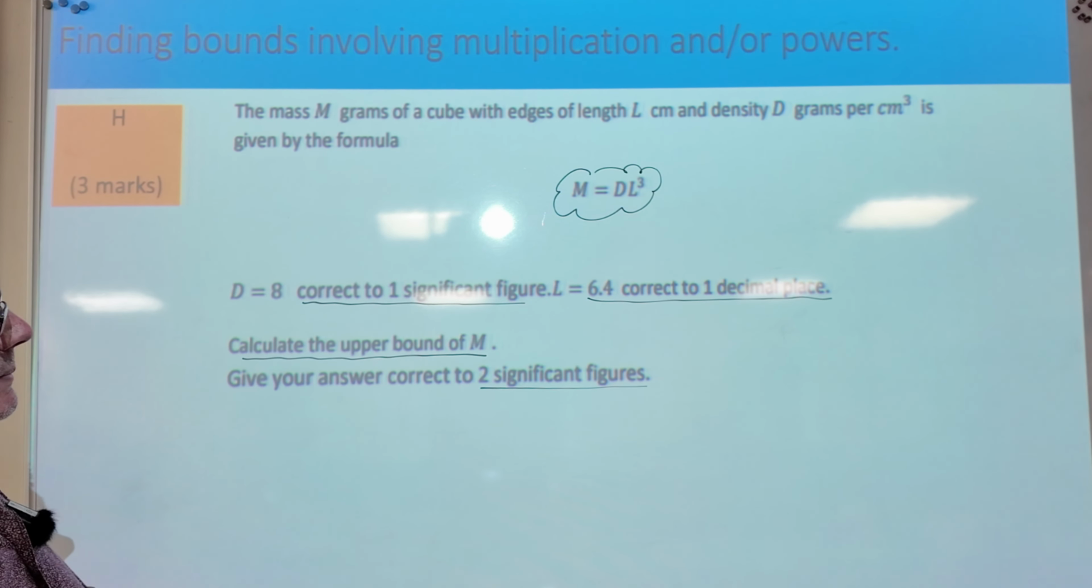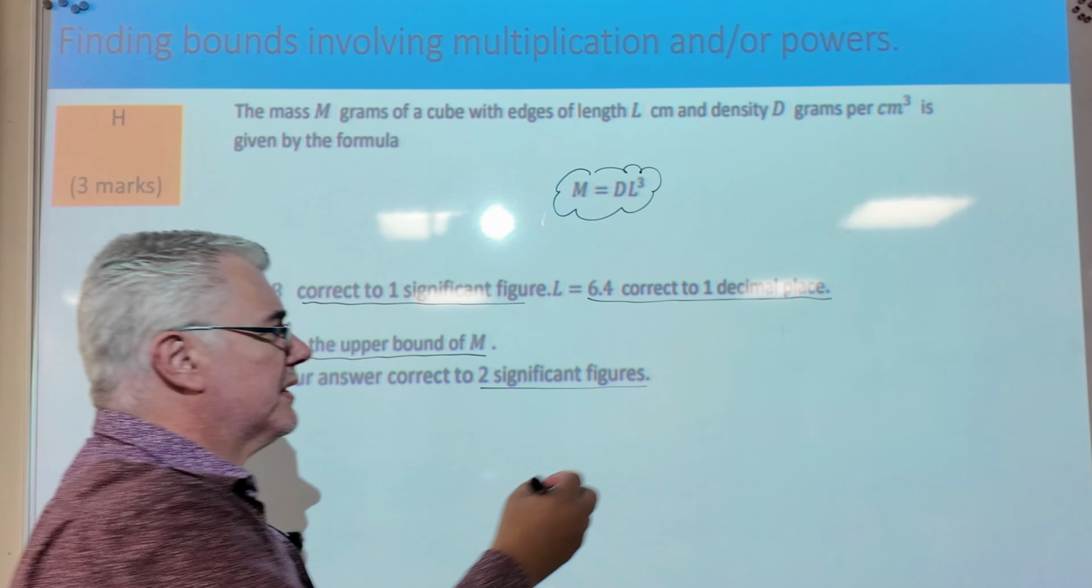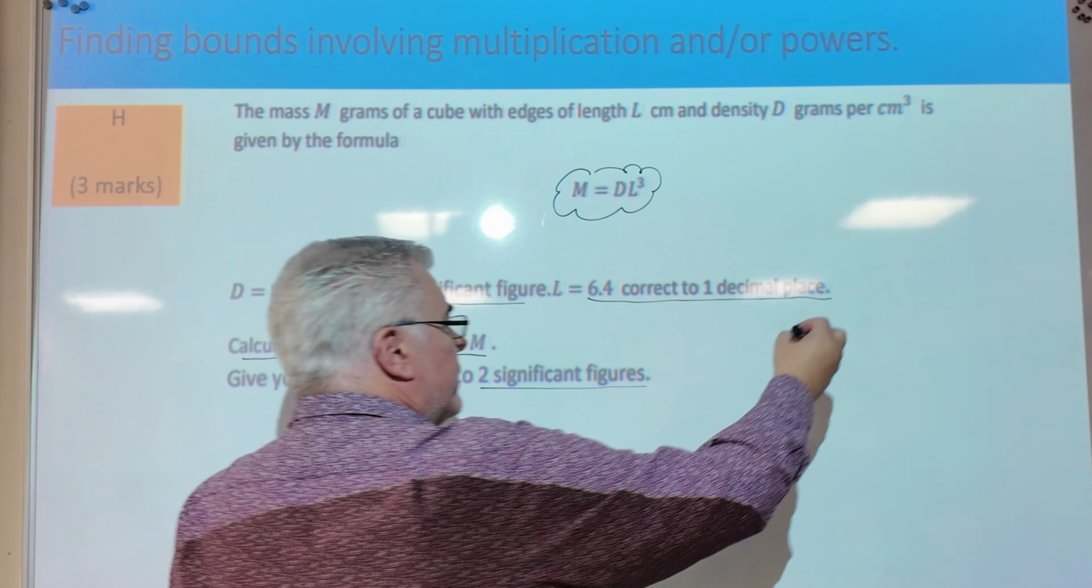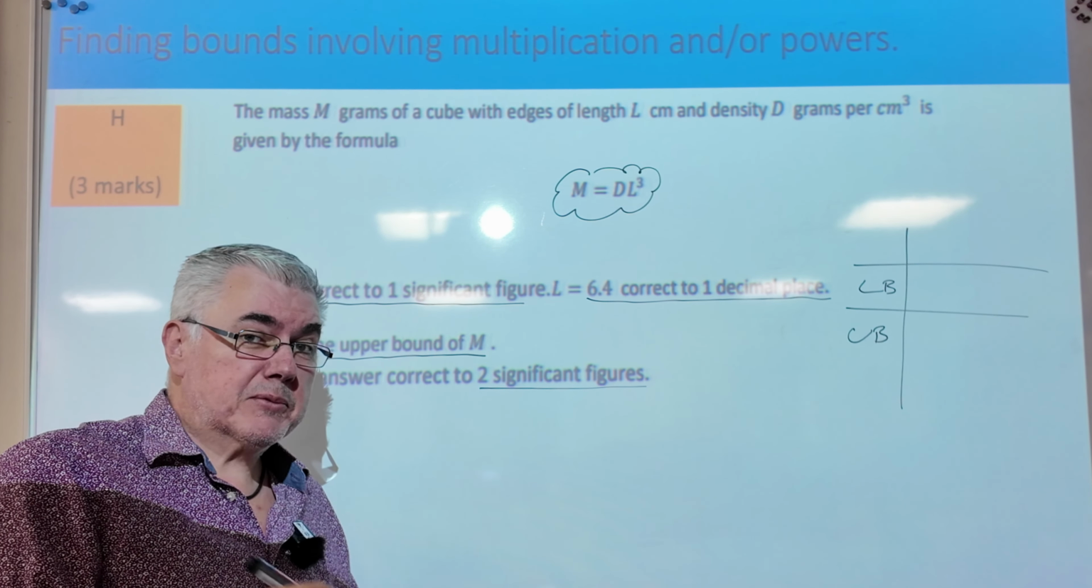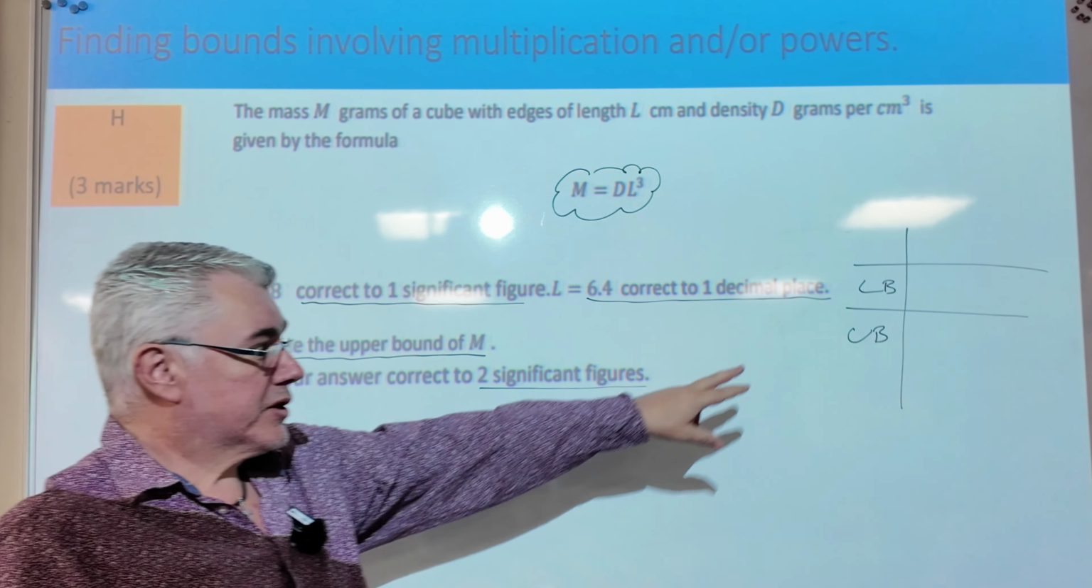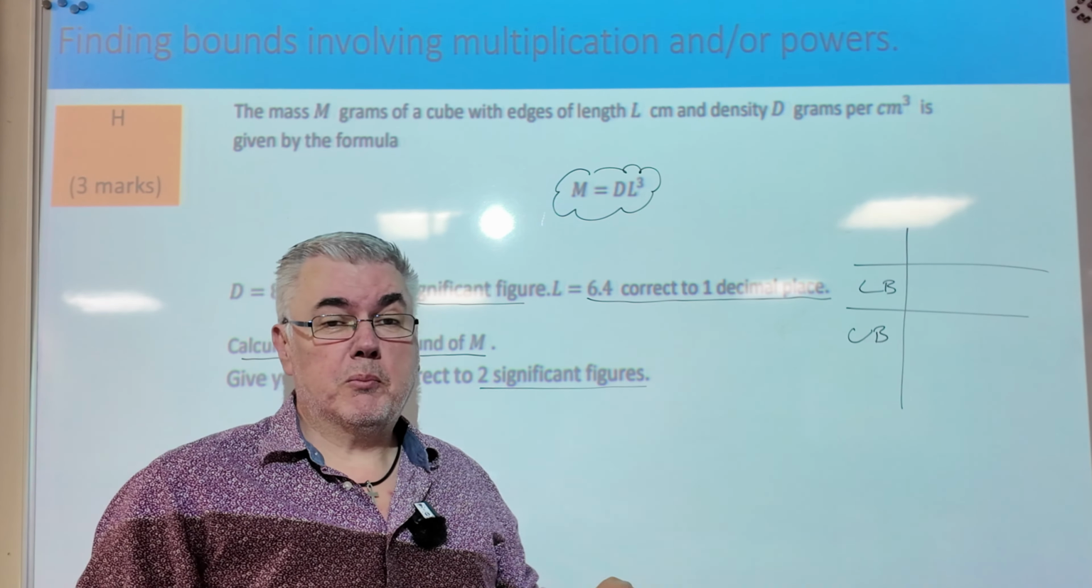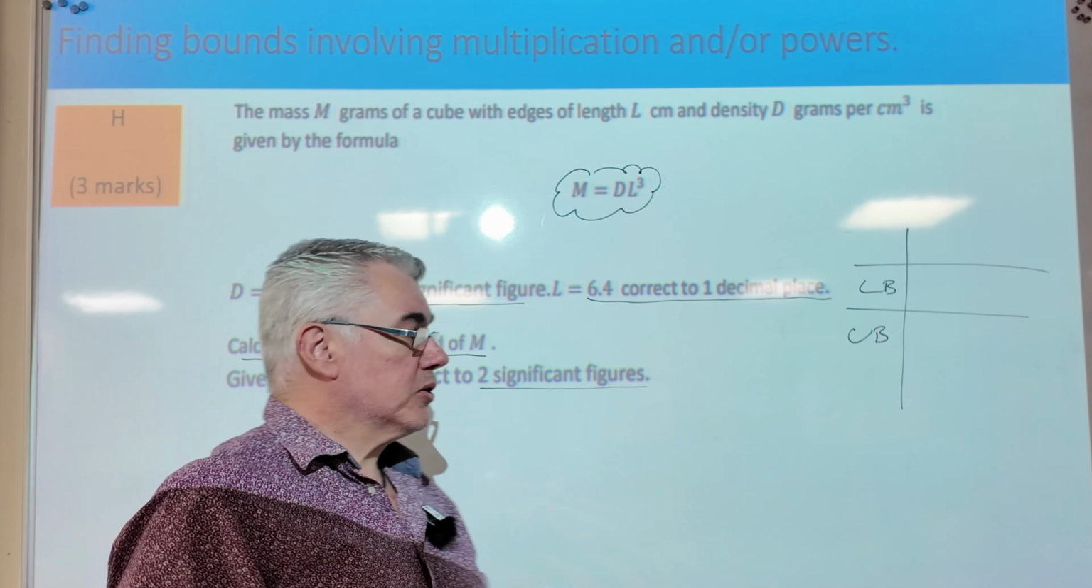Okay, the starting point. I'm going to draw myself a little grid and I'm going to do the lower bound and the upper bound. I'm going to get some marks this way. If you're ever stuck on a bounds question, draw this table and do it for every number you see. You will definitely get some points then.